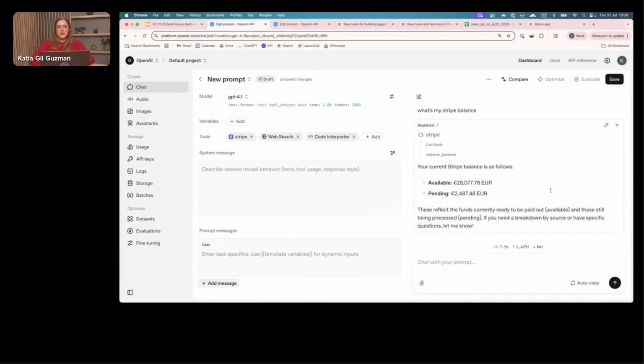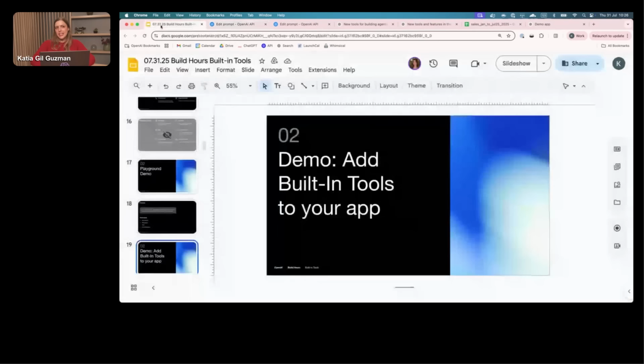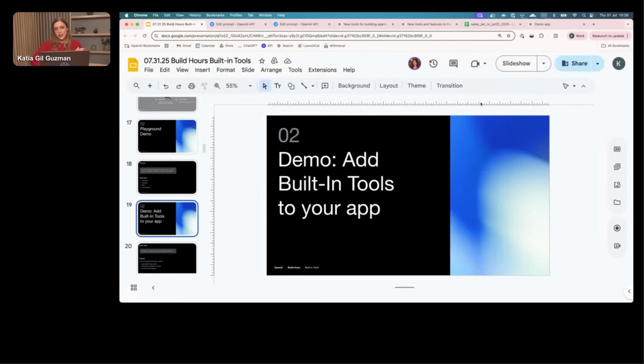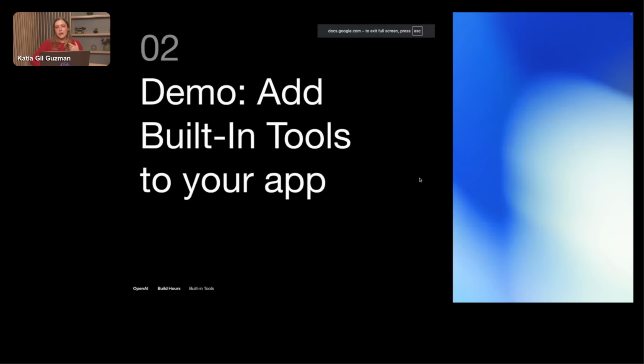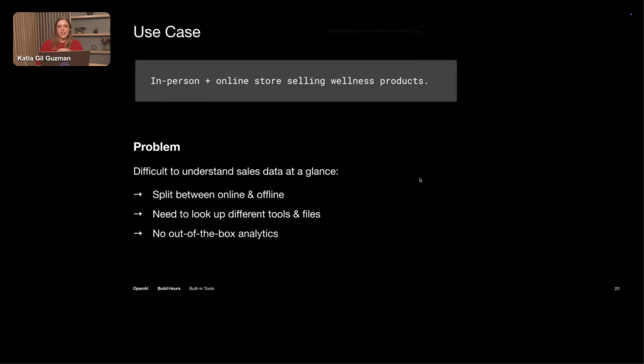Okay, great. So now that we've tested this tool, we can actually use it in our own application. We're going to imagine that we are an in-person and online store selling wellness products, things like yoga classes and Zen kits and everything. As the store owner, the issue is that I have different sources of data. I have data in my Stripe account, and I have data for my offline store in an Excel file.